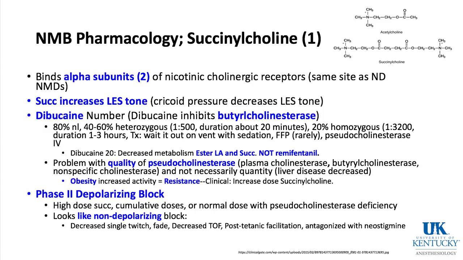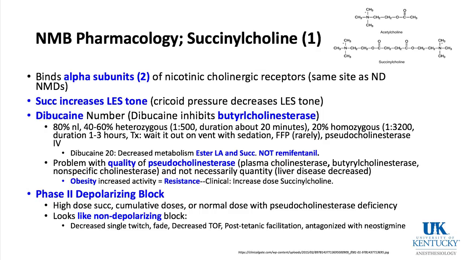FFP can occasionally be used, and there's even lyophilized pseudocholinesterase enzyme that can be given intravenously. A Dibucaine number of 20 means that you have that homozygous variant, and you're not going to metabolize not only succinylcholine, but ester local anesthetics as well. Don't confuse remifentanil's metabolism with this. Remifentanil is broken down by non-specific esterases, and esmolol is broken down by RBC esterases.